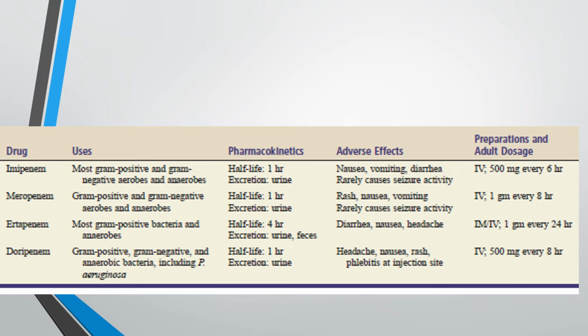We have here your imipenem, which is active against most gram-positive and gram-negative aerobes and anaerobes. We also have your meropenem, which is widely used for gram-positive and gram-negative aerobes and anaerobes. We also have the ertapenem, most used for gram-positive bacteria and anaerobes, and your doripenem for your gram-positive, gram-negative, and anaerobic bacteria, including your Pseudomonas aeruginosa.